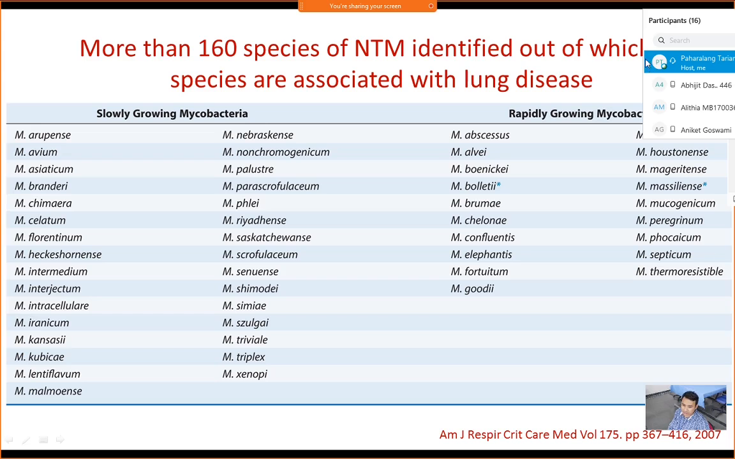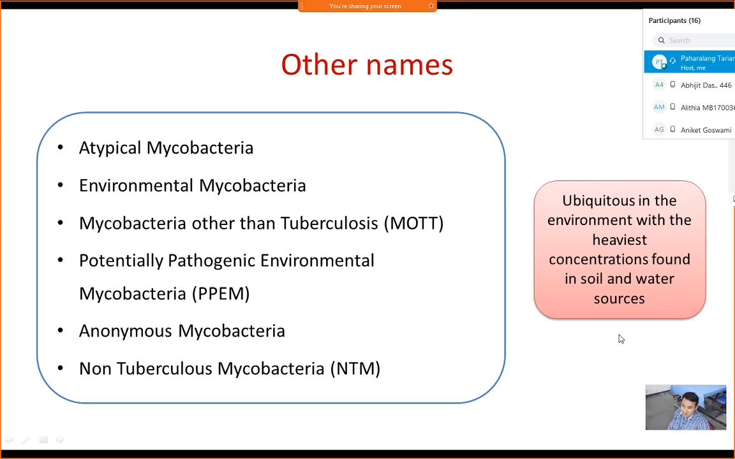Okay, so in total there are more than 160 species of NTM identified, of which around 50 species are associated with lung disease. I will not go into the details. The other names for non-tubercle bacteria which you may see often are atypical mycobacteria, environmental mycobacteria, MOTT, that is mycobacteria other than tuberculosis, or PPEM, that is potentially pathogenic environmental mycobacteria, anonymous mycobacteria, or the most commonly used term, non-tuberculous mycobacteria, or NTM. Now, NTMs are ubiquitous in the environment, with the heaviest concentrations found in water and soil.